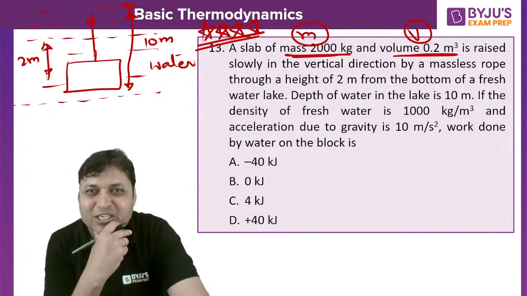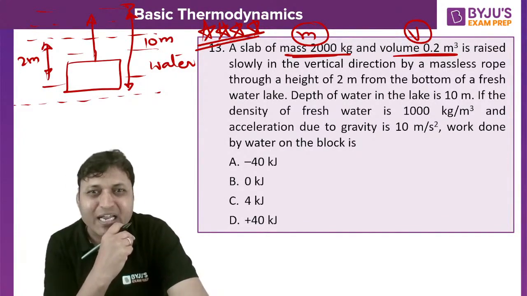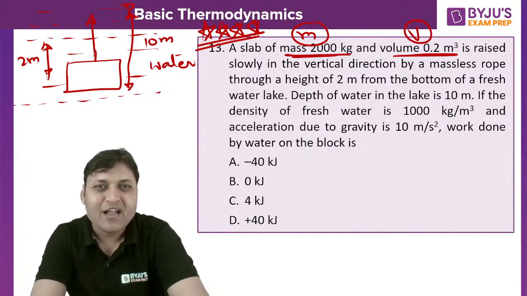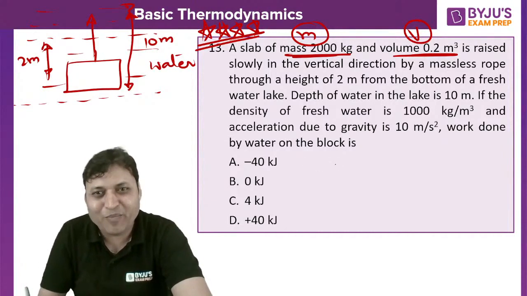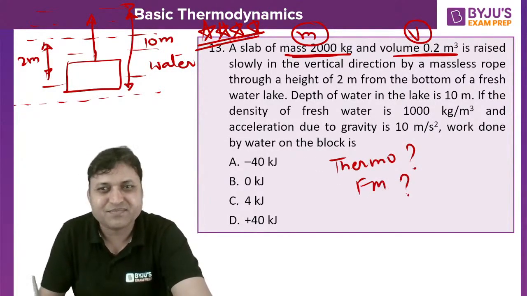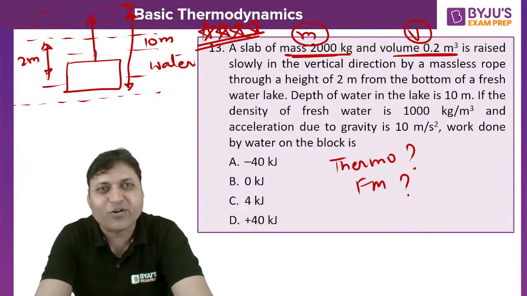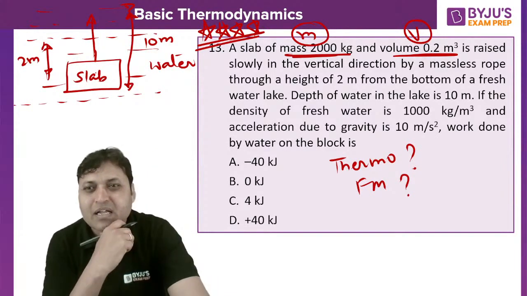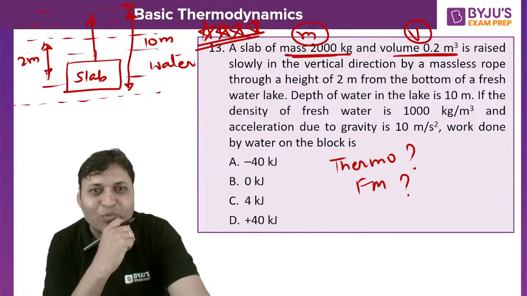If the density of fresh water is 1000 kg per meter cube and acceleration due to gravity is 10, the work done by water on the block is? Is this a question from thermodynamics or fluid mechanics? What is the answer to this question? This is the slab. Work done by water on the block is.